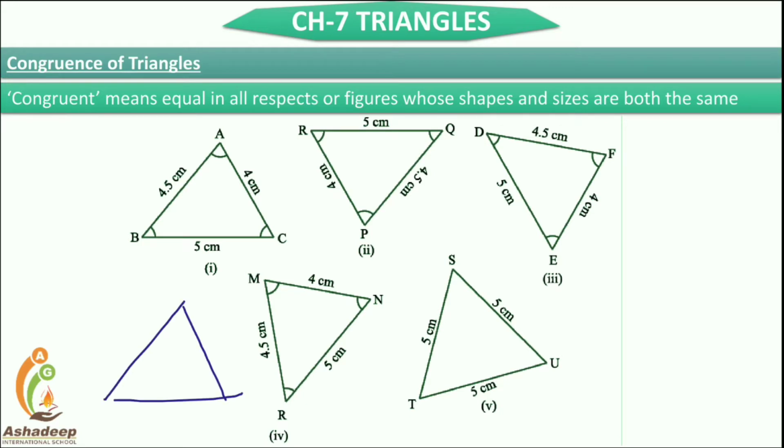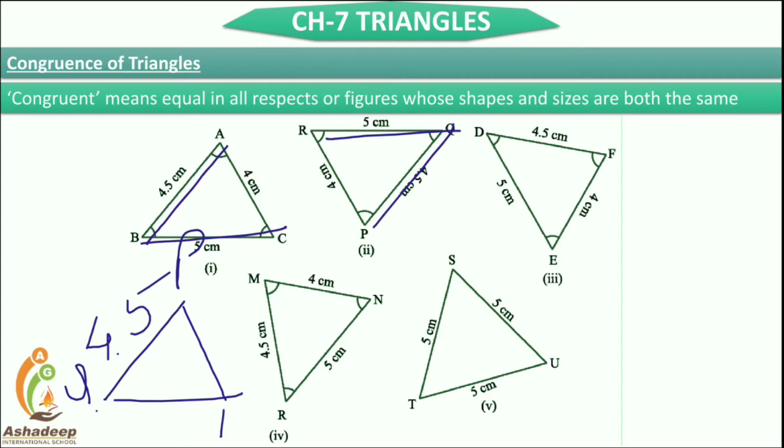Let me draw it once again. See, this is 4.5, AB. So what is the 4.5? PQ. So PQ is 4.5. Then QR is 5. Here BC is 5, so QR is nothing but 5. And then 4 is what? RP. So RP is 4. So here we can say triangle ABC is congruent with triangle PQR.